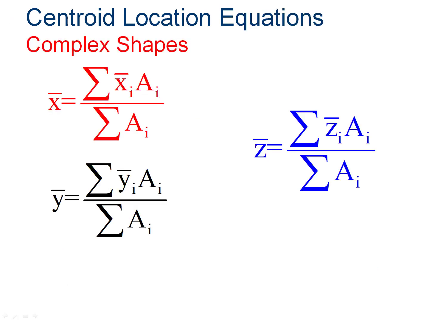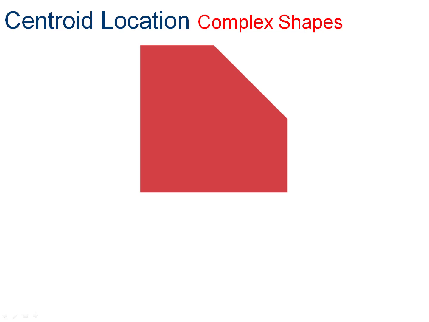So all of these complex shapes, we use a formula. And the formula that we use essentially says that X bar is equal to the sum of the individual centroids times their area divided by the total area. And that's for X bar, Y bar, and Z bar. We can do this in 3 dimensions. So let's look at what this means. And really we boil this down into 9 steps to find the centroid of a complex shape.